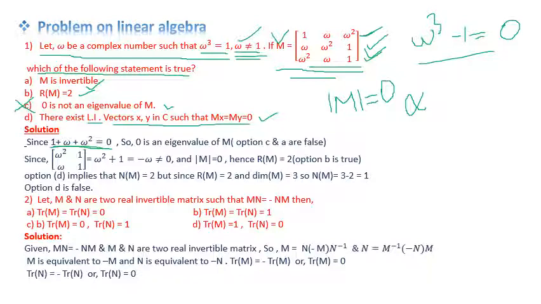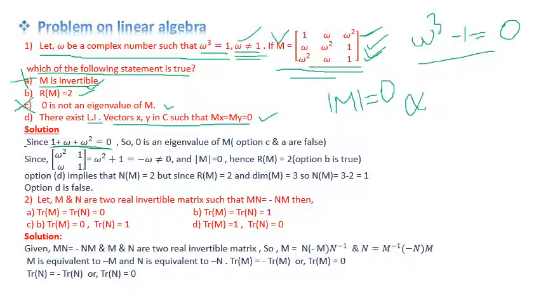And here one thing I would like to say is that M is invertible, this is not correct. Since 0 is an eigenvalue of M, therefore M will not be invertible, right? So option A, this option is an incorrect option. Option A will be incorrect. Now option A is incorrect, option C is incorrect.